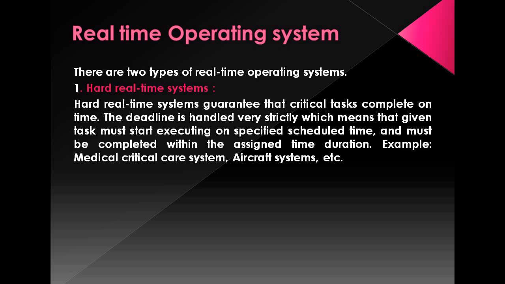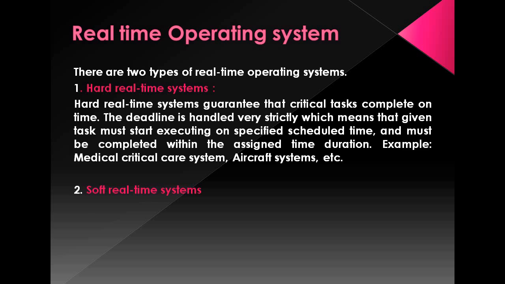So for example, if a patient is on a ventilator and the oxygen level is going down, this operating system will tell that the oxygen is going down and you should start the oxygen. So it should act in a given time. If there is some lateness or delay in the execution, the patient may go into a more critical condition. So in hard real-time systems, the programs of the operating system should work so fast that they are executed within a given time limit.